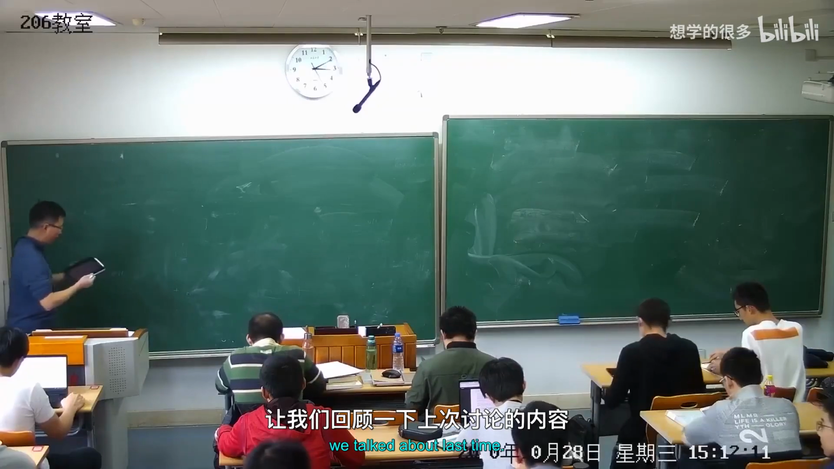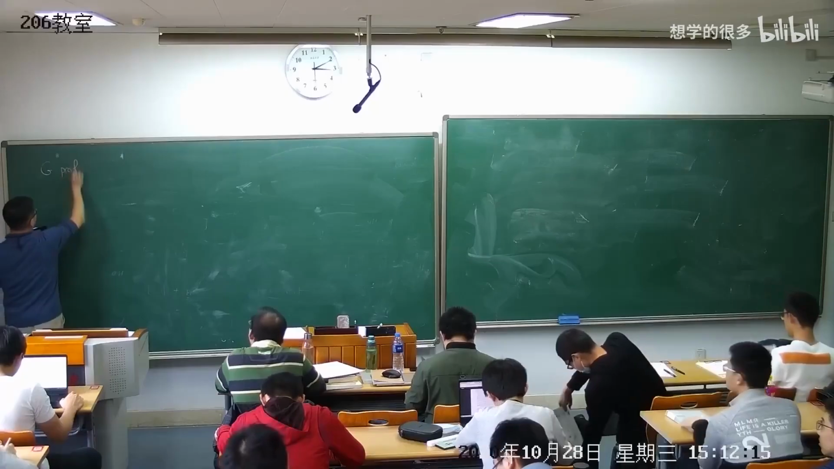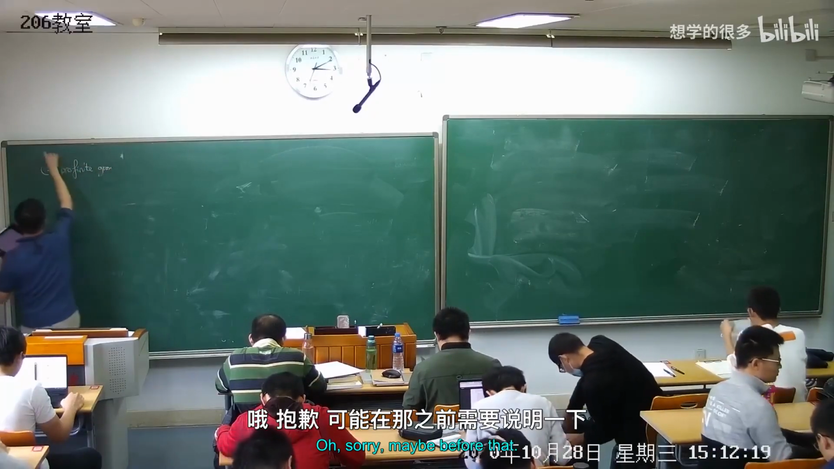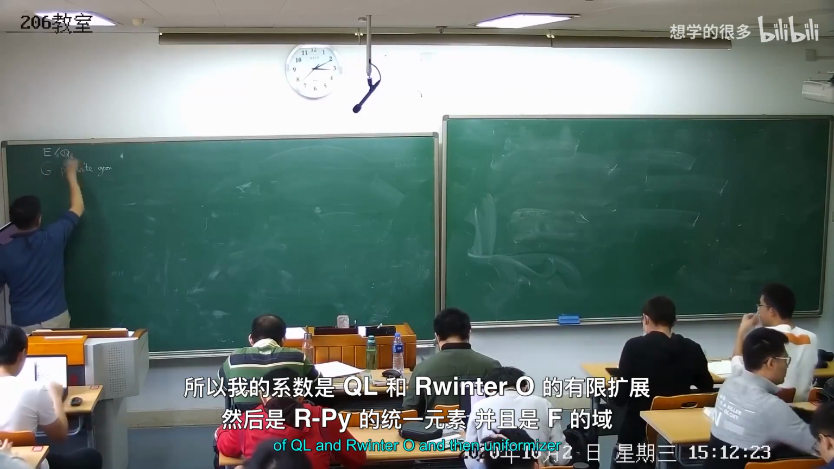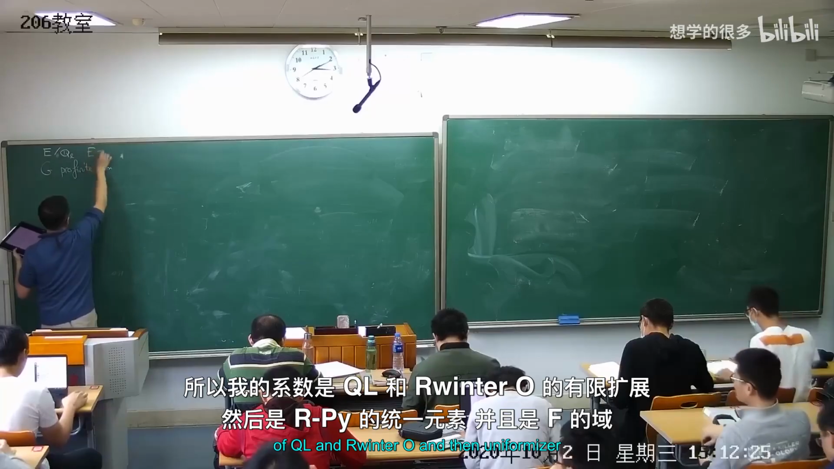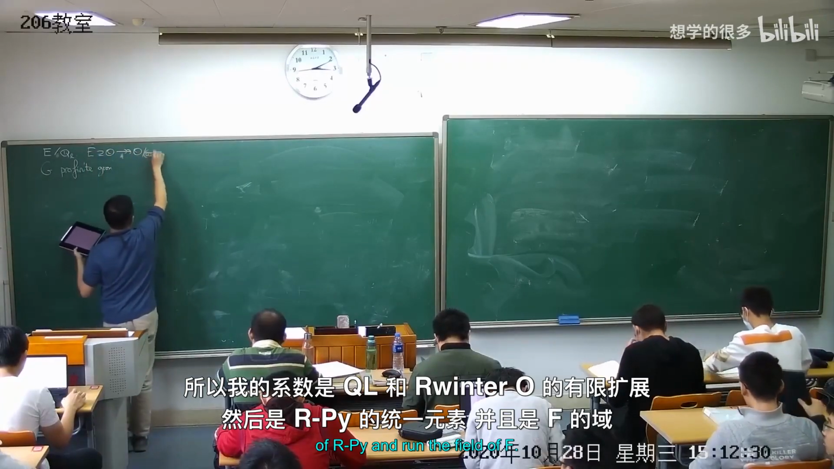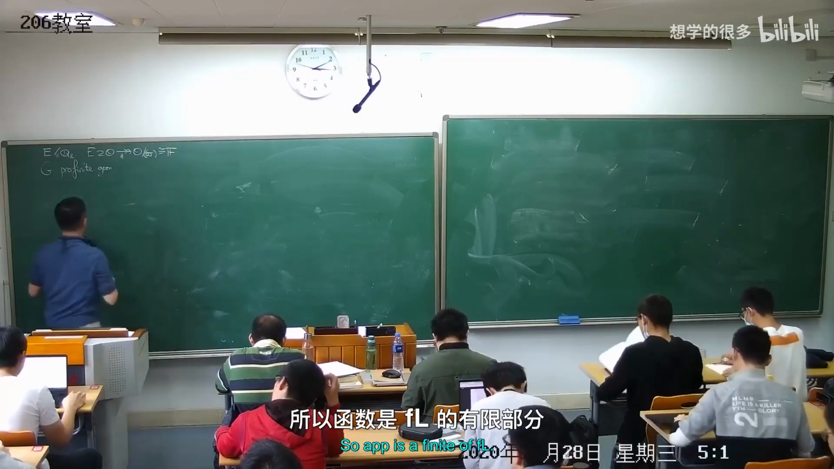Let's recall what we talked about last time. So G is a profinite group. Oh, sorry, maybe before that. My coefficient is a finite extension of Q_l, with ring of integers O, uniformizer pi, and residue field F. So F is a finite extension of F_l.